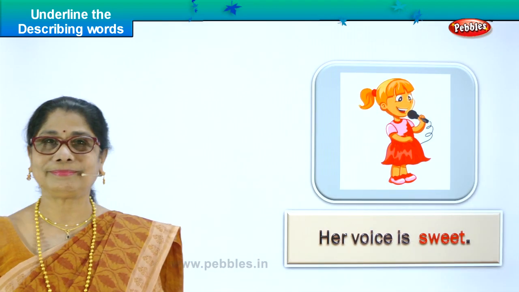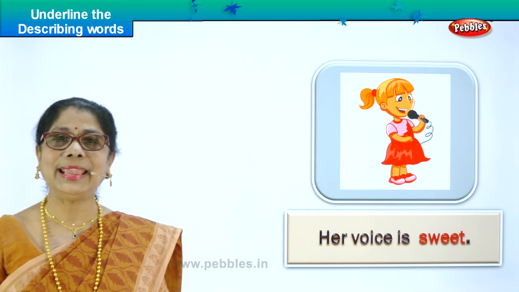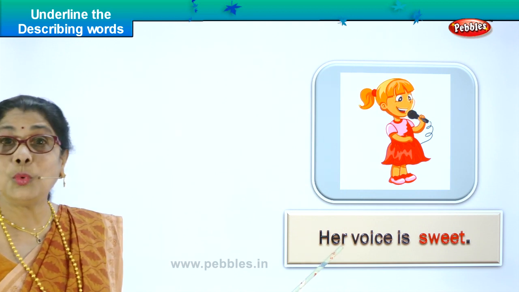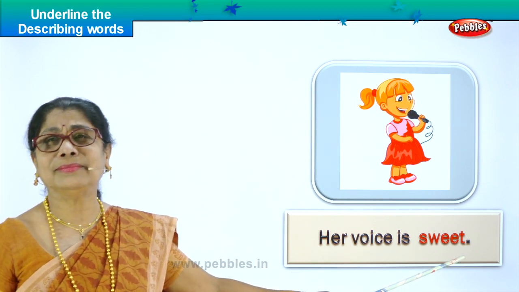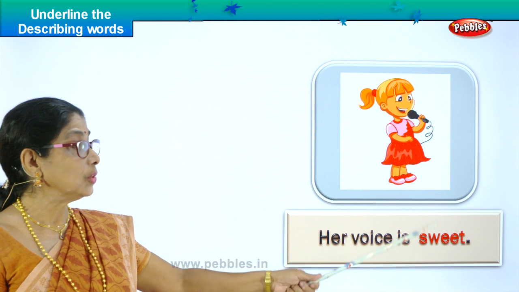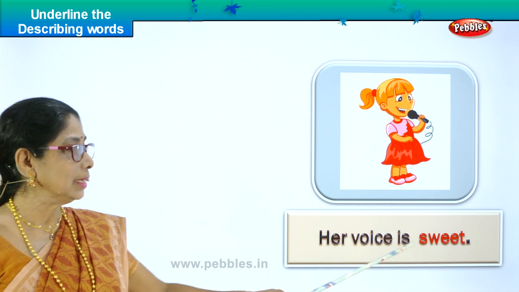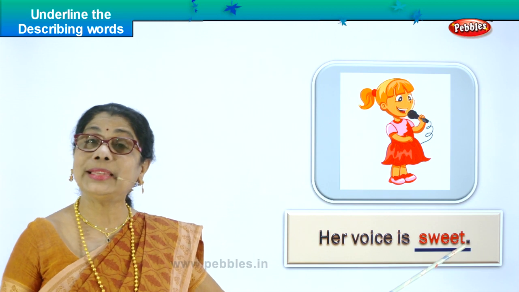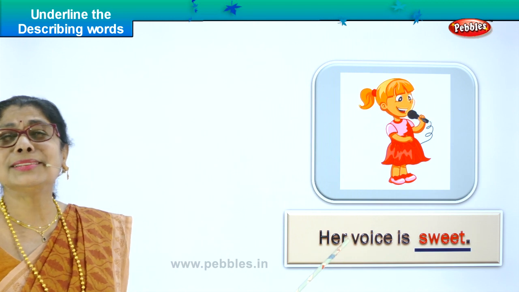Look what you have. Here's the little girl. She's singing. What is she doing? She's singing. Let's read the sentence. What kind of voice does she have? Her voice is sweet. Very nice to hear. So, the word sweet describes her voice. We underline the word sweet because the word sweet tells us what kind of voice she has. The voice is sweet.